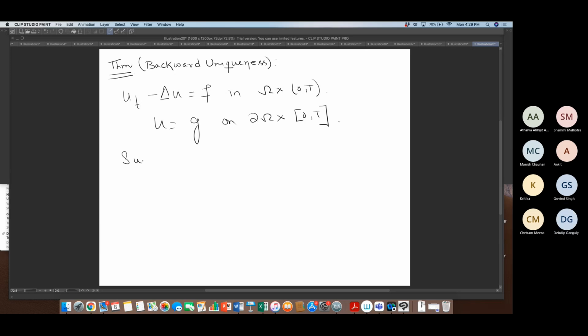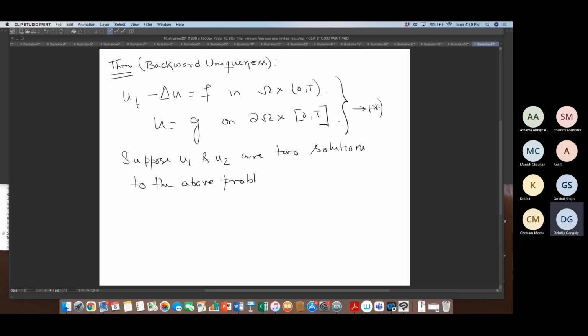Suppose u1 and u2 are two solutions to the above problem, star. This is a very interesting phenomenon. So let u1 and u2 be two solutions of this equation: u_t minus Laplacian u equal to f and u equal to g.